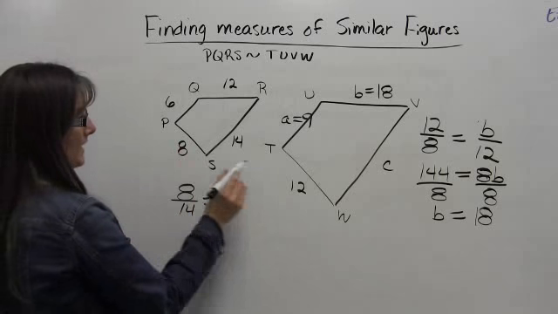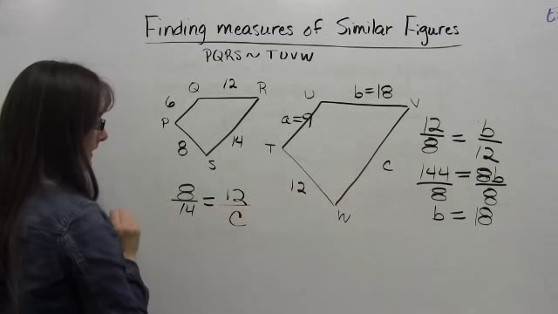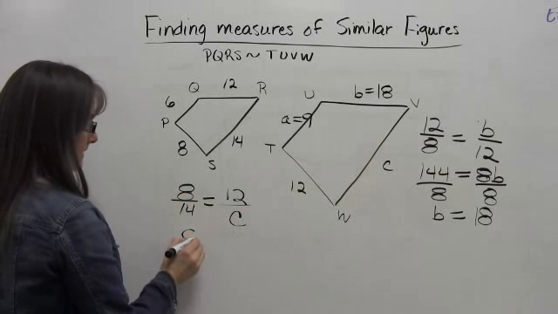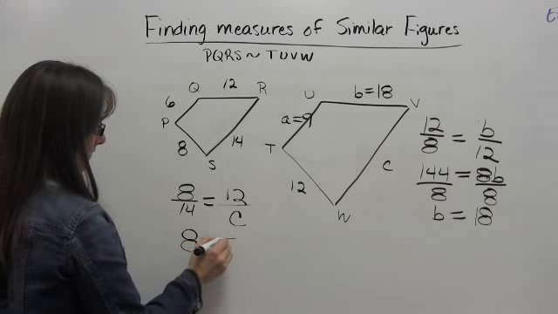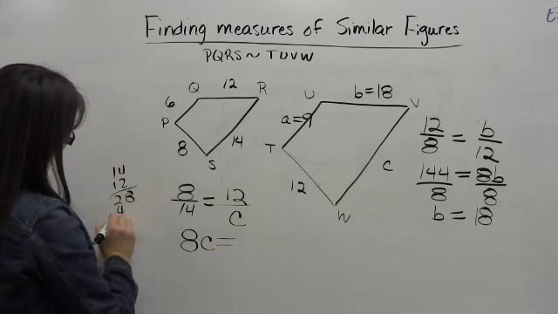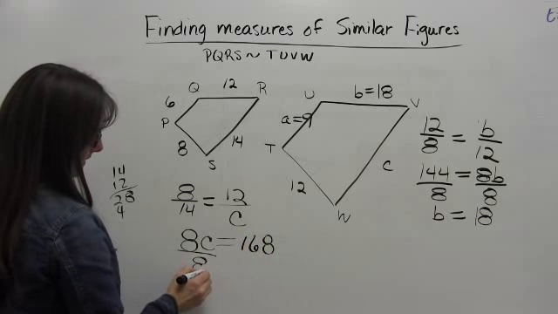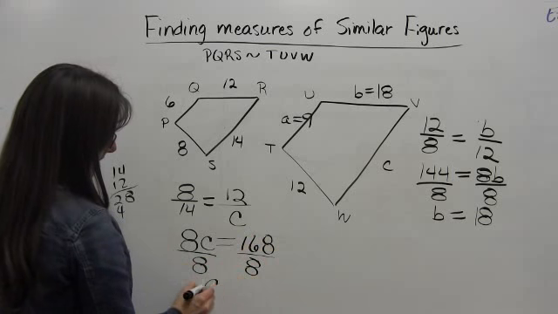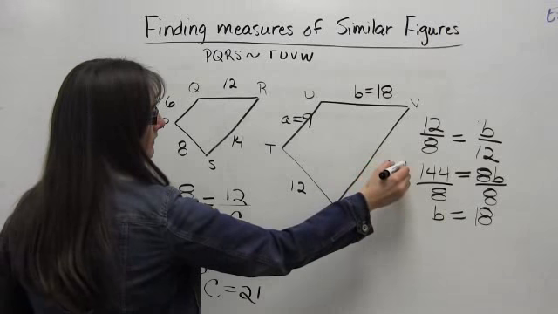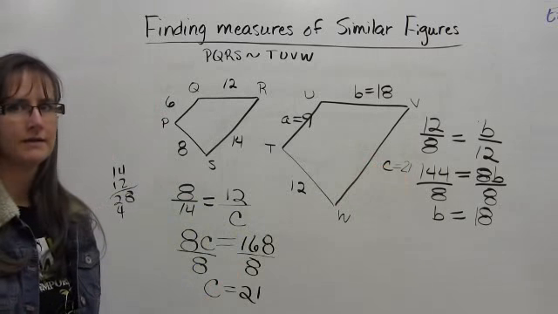So, checking again, my 8 needs to be with my 12, and my 14 needs to be with my C. Now I've got it set up correctly, and I can cross-multiply and divide. 8 times C is 8C, and 14 times 12 is 168. And when I do that math, I divide both sides by 8, and I discover that C is equal to 21. So I can replace my C with 21. Now I've found all the missing lengths of my second shape.